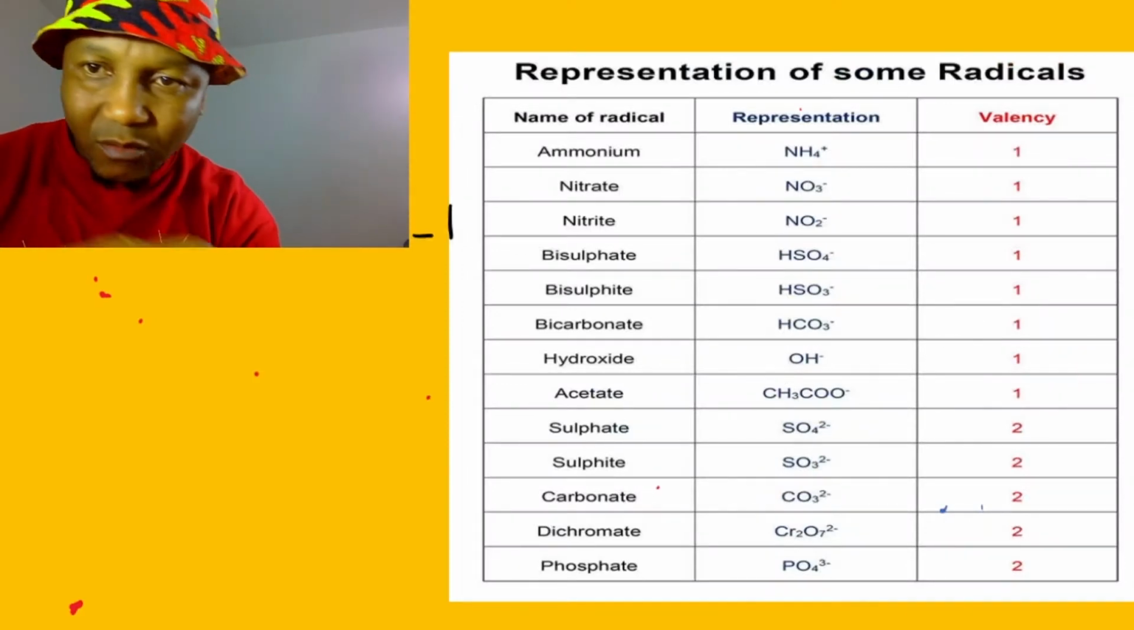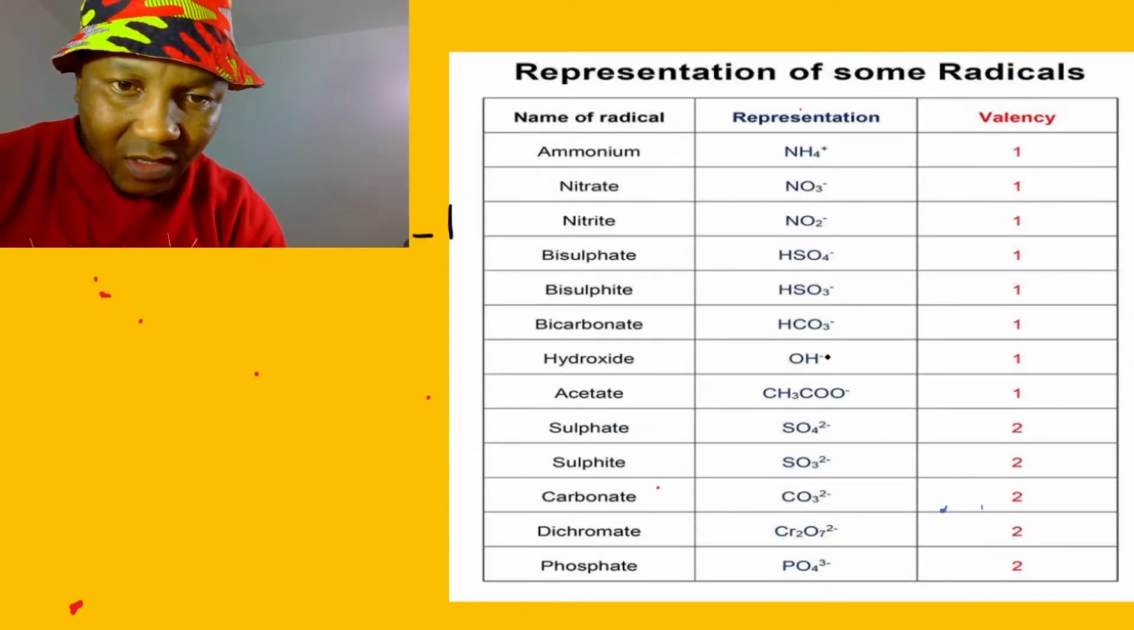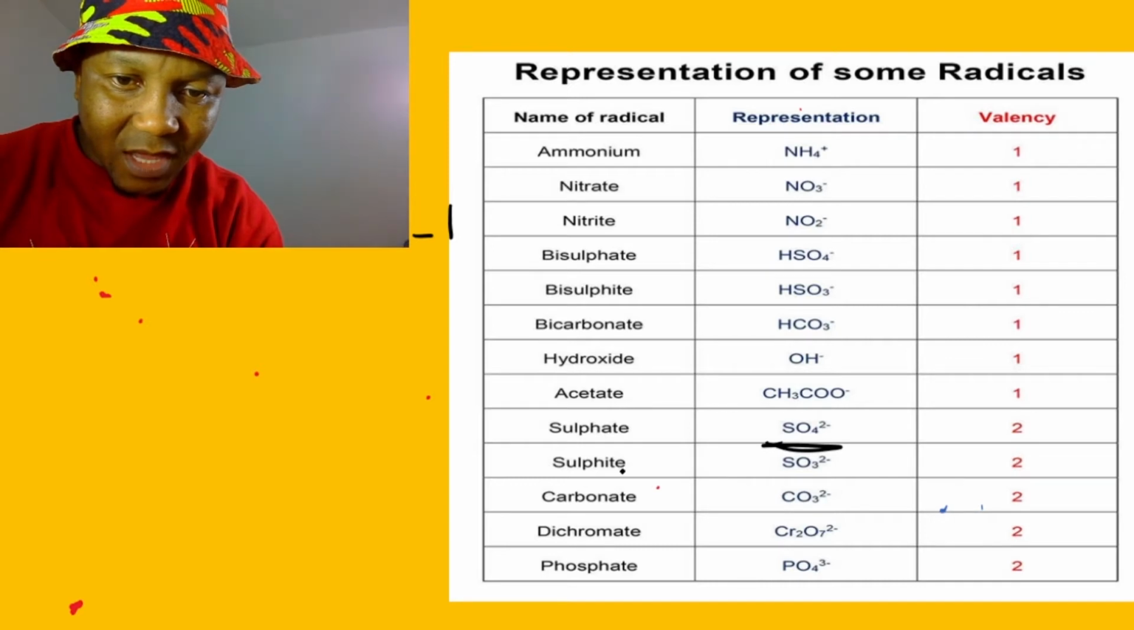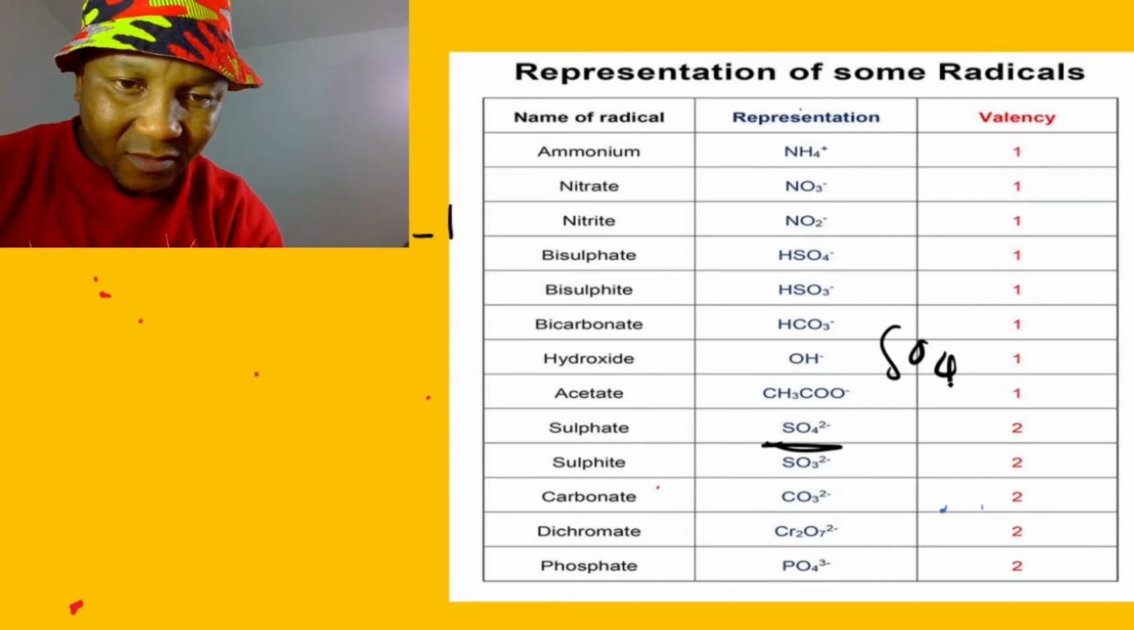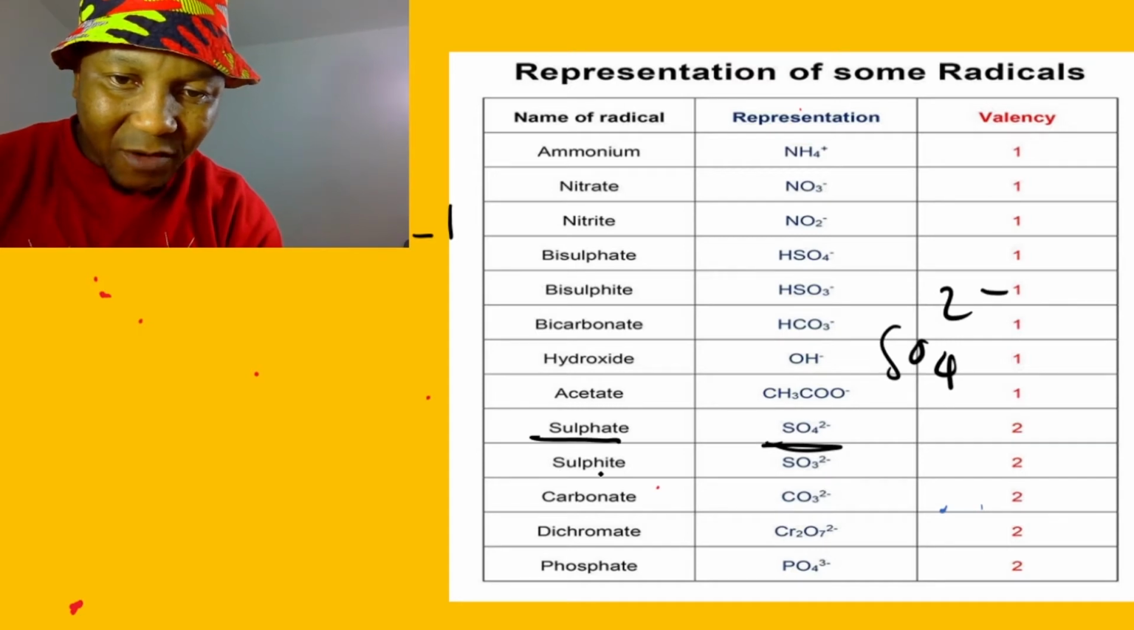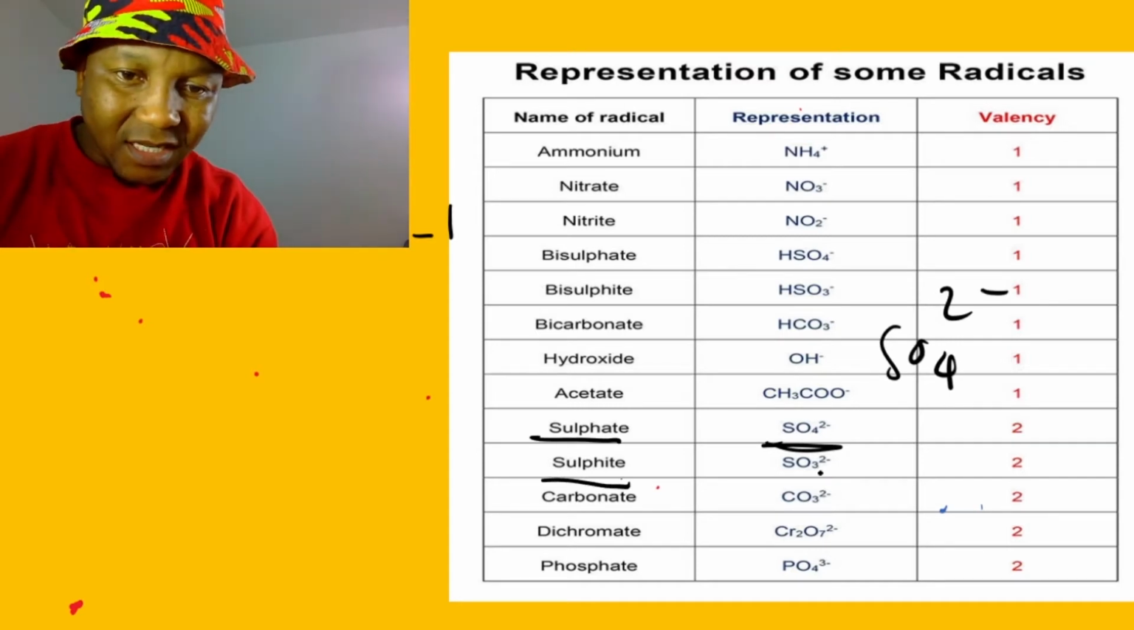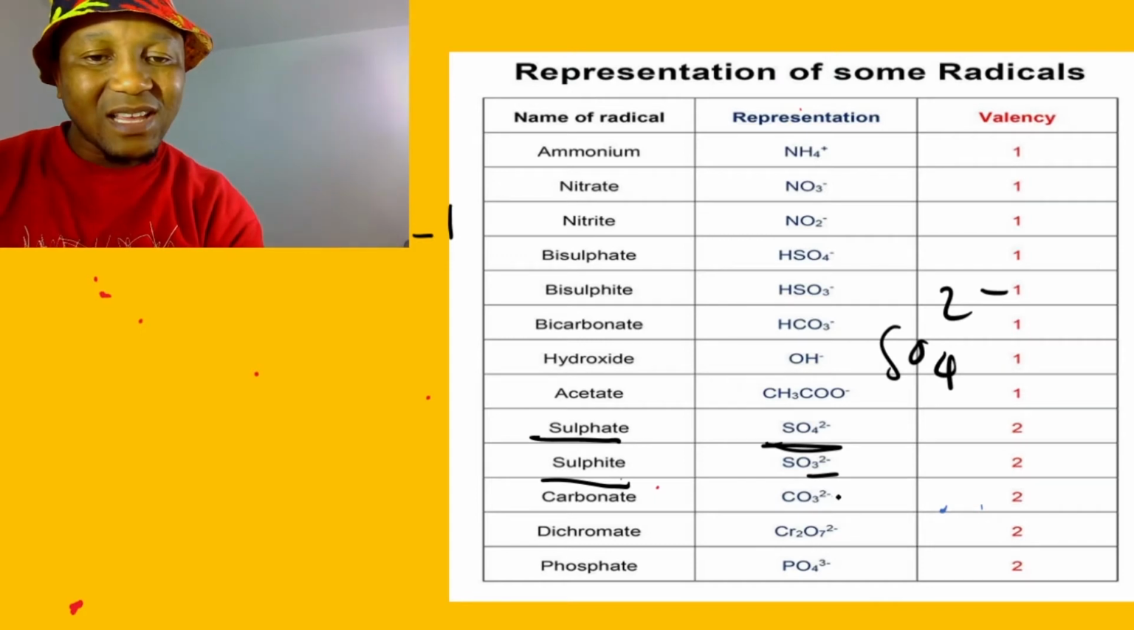Look, this one here. So SO4, yeah, it has a -2. And if it has an SO4, it's SO4 -2. It's called what? Sulfate. But if it's sulfite, it has a 3. Remember, the sulfite has a 3, like SO3 -2, sulfite.